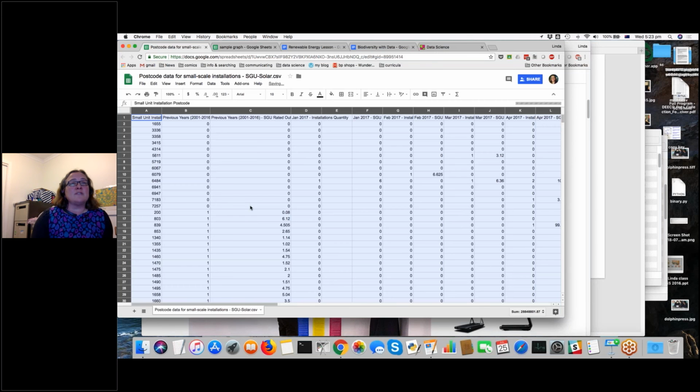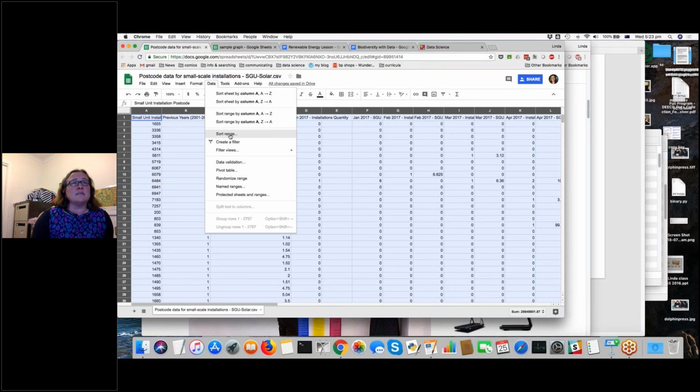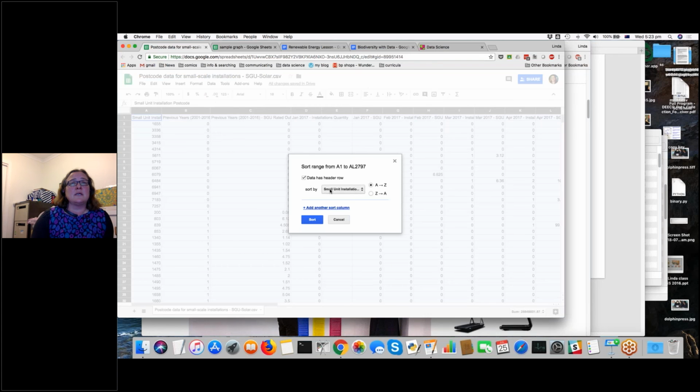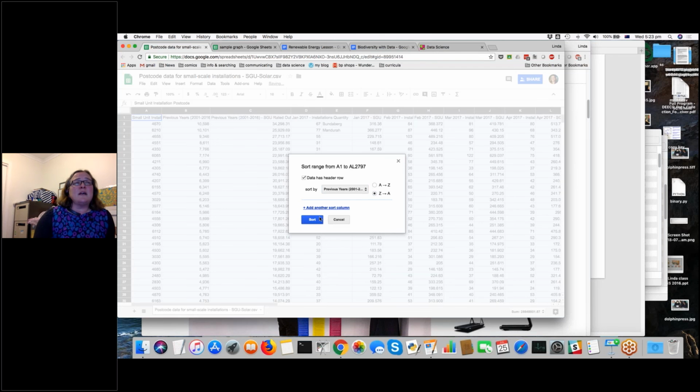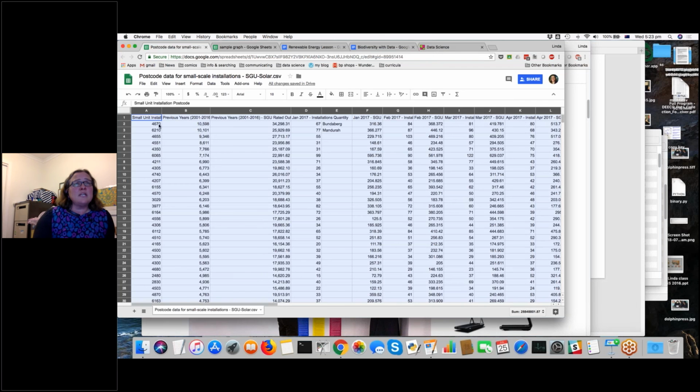Okay, so I have sorted, I've sorted backwards. I've got my zeros first. I really don't want to scroll all the way down. So I'm going to sort the other way and go largest to smallest. Okay, so what I now find out is which postcodes have the most solar installations.